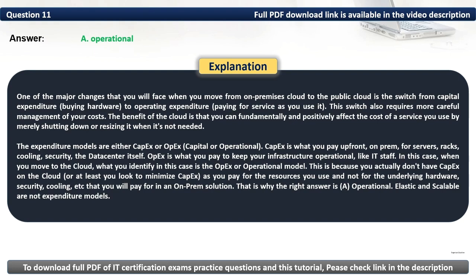This is because you actually don't have CapEx on the cloud, as you pay for the resources you use and not for the underlying hardware, security, cooling, etc. that you will pay for in the on-premise solution. That is why the right answer is operational. Elastic and scalable are not expenditure models.